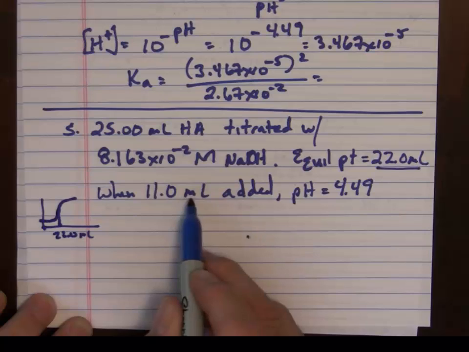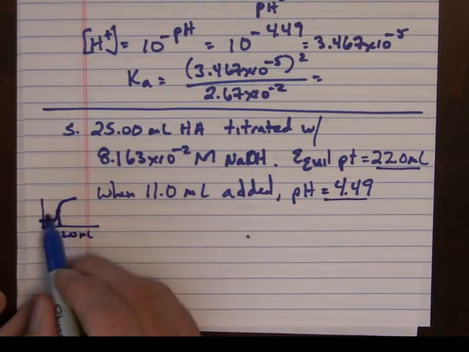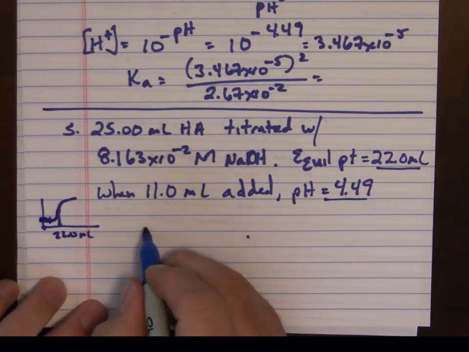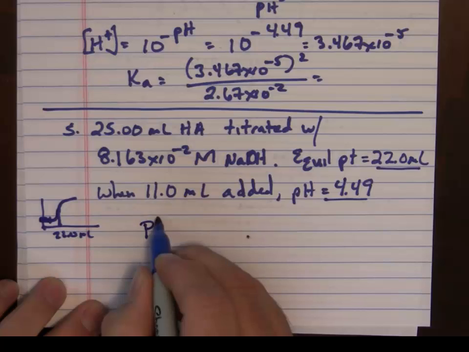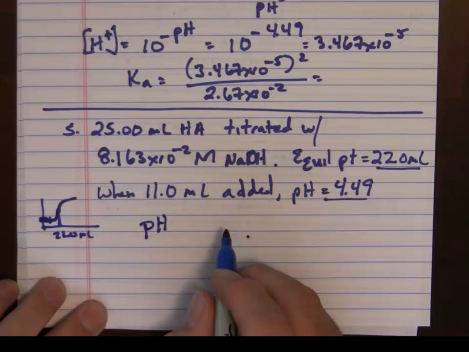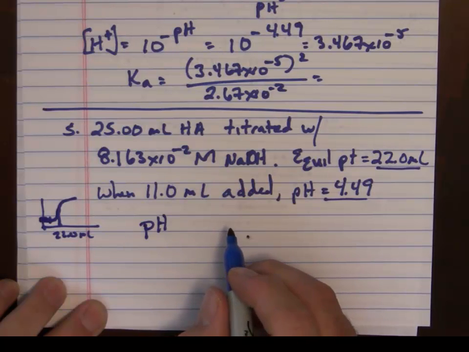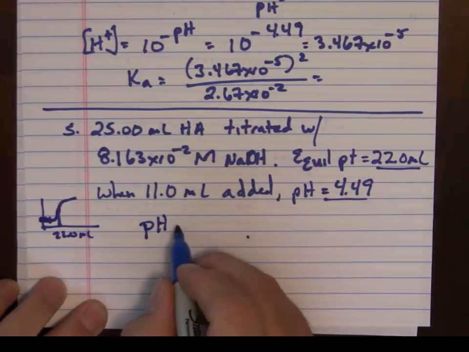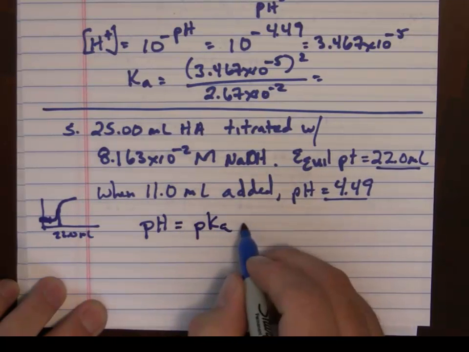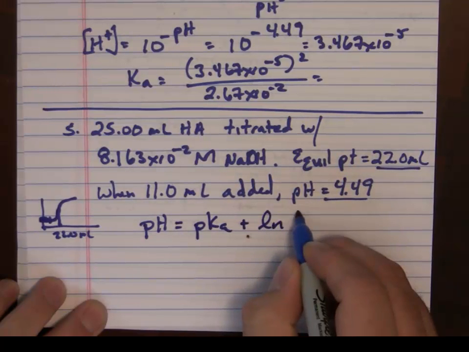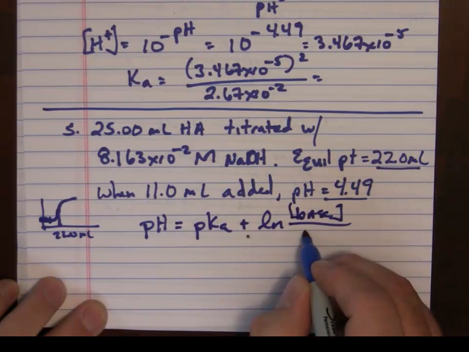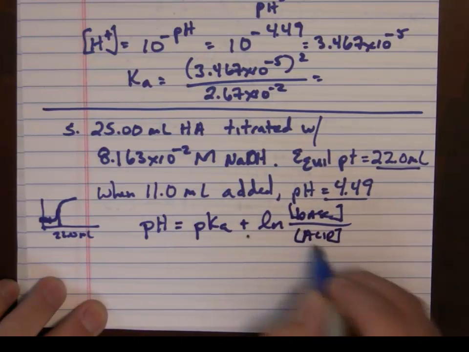But it tells me when 11.0 milliliters is added, the pH is 4.49. So here it's going to be there. What's this all about? Well, the pH, this is the, I don't remember the name, Hasselbalch. I'll look it up. The HH equation is equal to the pKa plus the log of the base amount over the log of the acid amount.